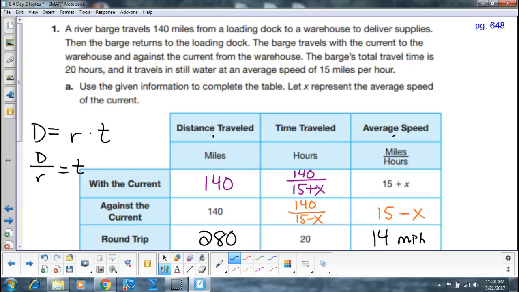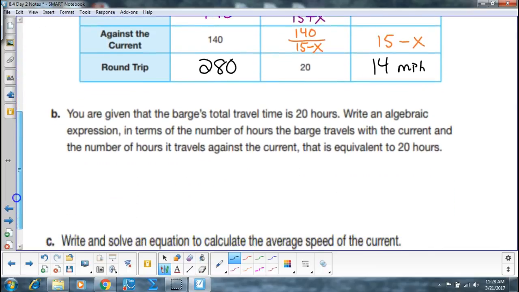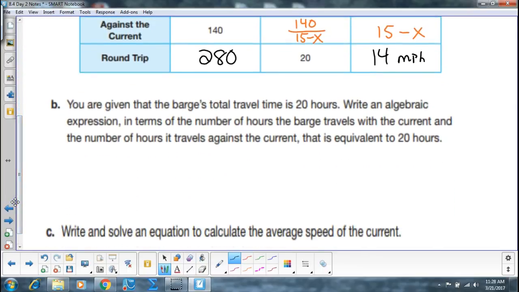But obviously, because the current is helping us get there, that's going to go a lot quicker than coming back when the current is going against us. Okay? So they're not an equal time travel or time frame. Okay?